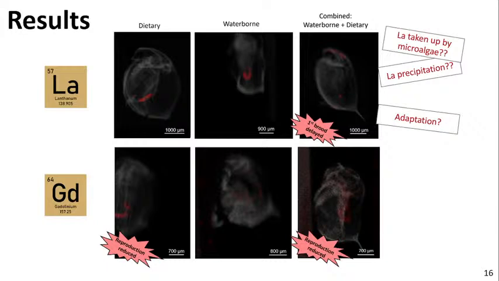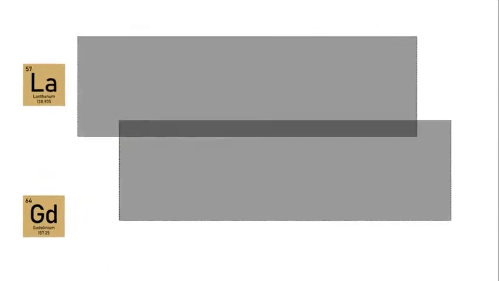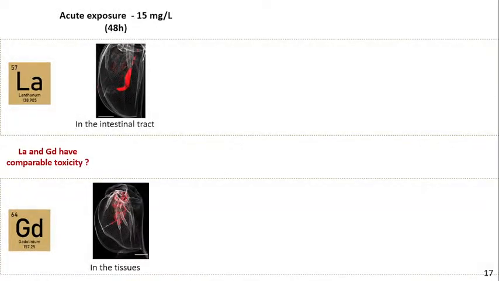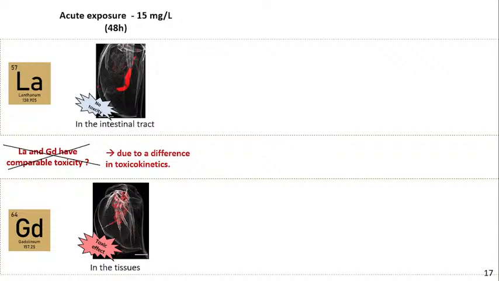So there's possibly a sort of adaptation that the organisms are developing over the 21 days, and that could be interesting to also expose them for a longer time to validate that possibility or not. So now if I summarize all my thoughts regarding this presentation, I had that lanthanum and gadolinium could have comparable toxicity, and according to my result, it means that no, and this could be explained by a difference of toxicokinetics, because as you can see, lanthanum accumulating in the tract is not causing toxicity, while gadolinium is much more diffuse in the tissue and was causing some toxicity.